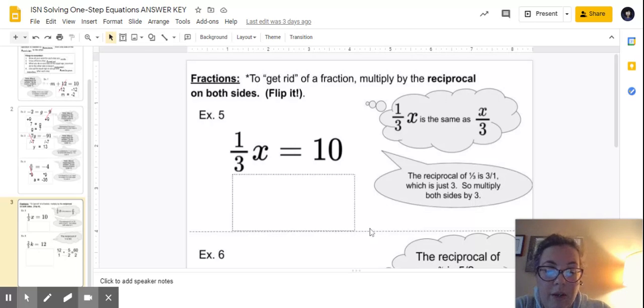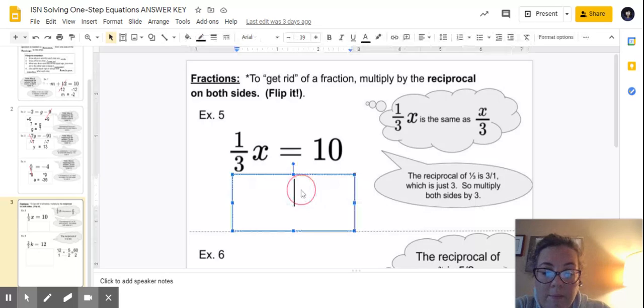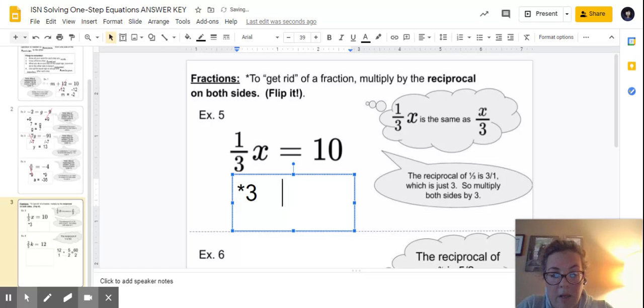The way I'm going to do that is I'm going to show underneath here a multiply, using the little star, by 3. And I'm going to do the same thing underneath the 10. Whatever I do on one side, I have to do on the other side.